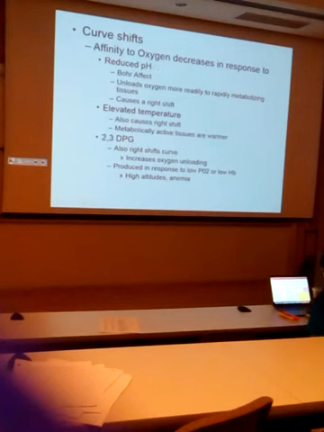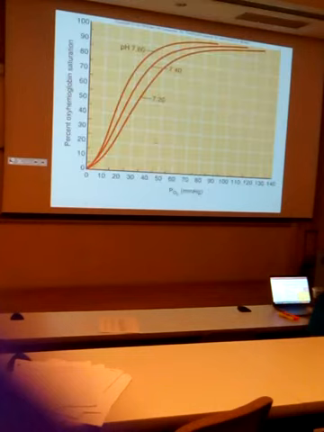Elevated temperature will also cause oxygen to be unloaded more readily. And something called 2,3-DPG, as we'll speak about, and elevated CO2, as we talked about. I think it's just easiest if I show you the curves. This is showing you the effect of pH. The normal hemoglobin curve is shown here at a pH of 7.4.